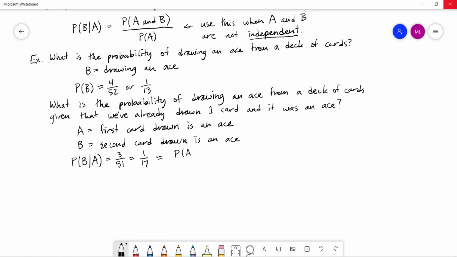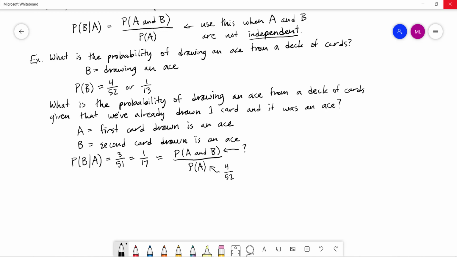In this case, we'd have the probability of A and B over the probability of A. Well, we already know the probability of A, that first card being an ace, was 4 out of 52. But this piece up here is harder. What is the probability of drawing an ace for both the first card and the second card?